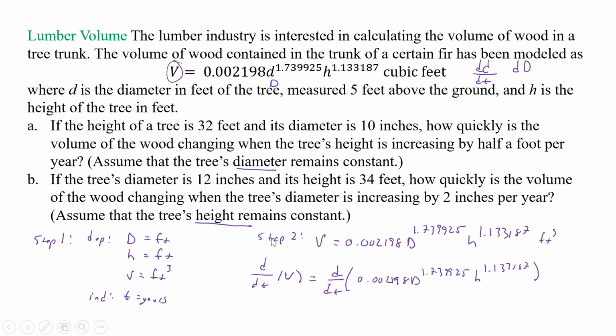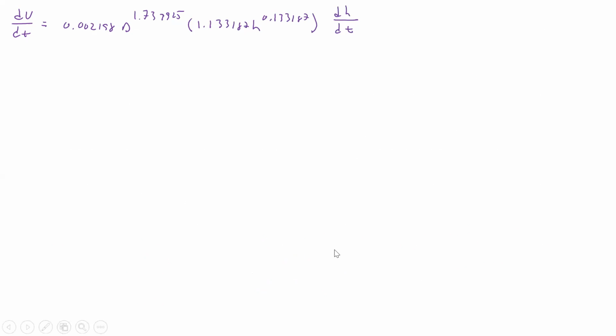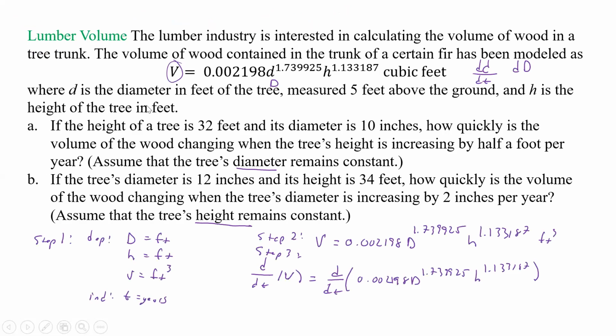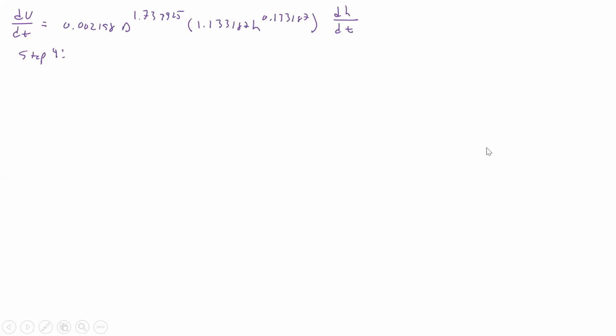Well, go back. I want to write: step 3 is the derivatives. So now we're on step 4, plugging in for what we know and what we need to solve for. So I think we're solving for the unknown. Now, what does it say? It tells us h is 32, d is 10 inches, and it's increasing by half a foot per year. So let's write all that down.